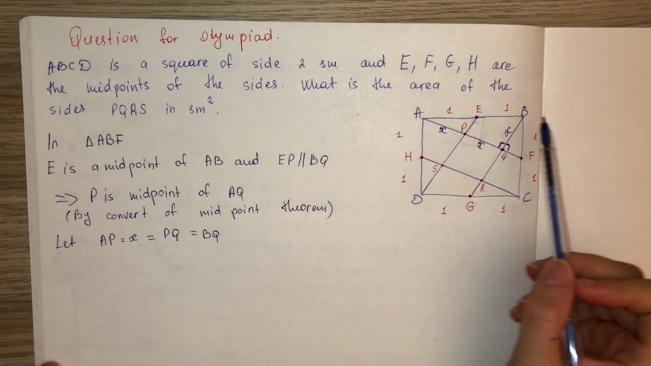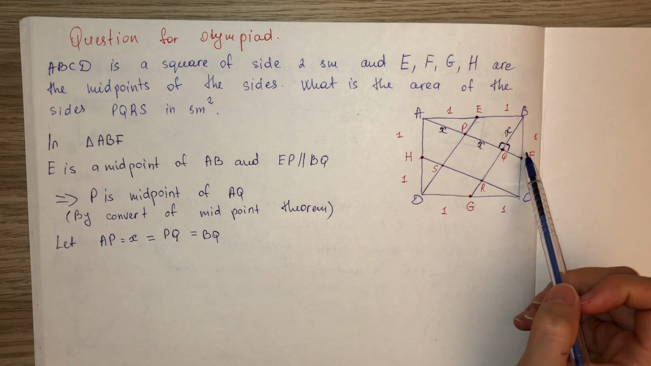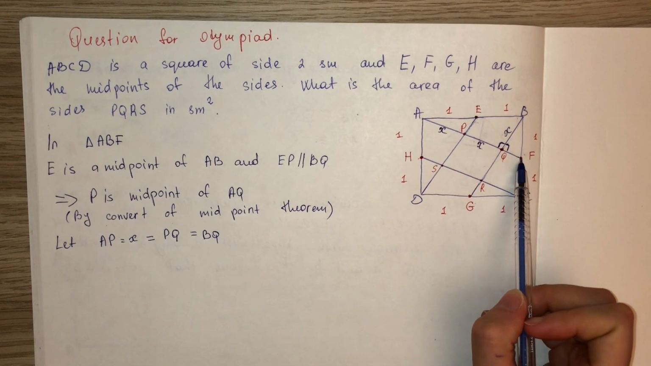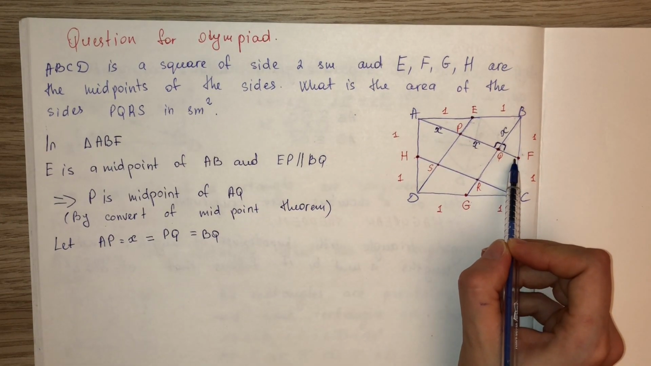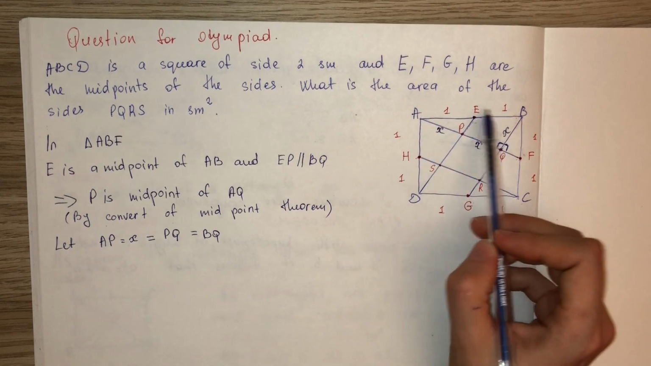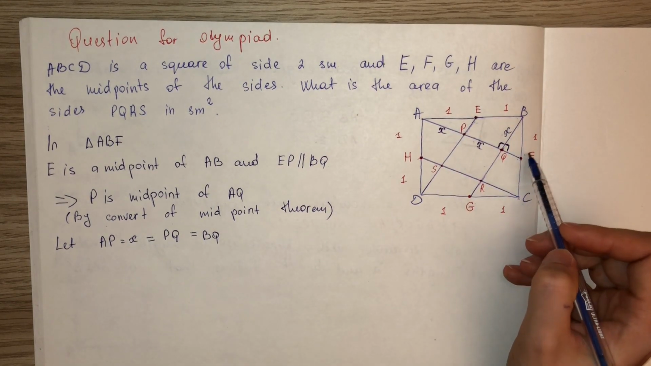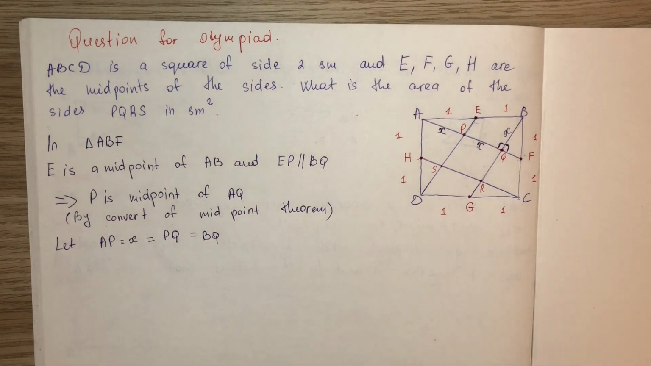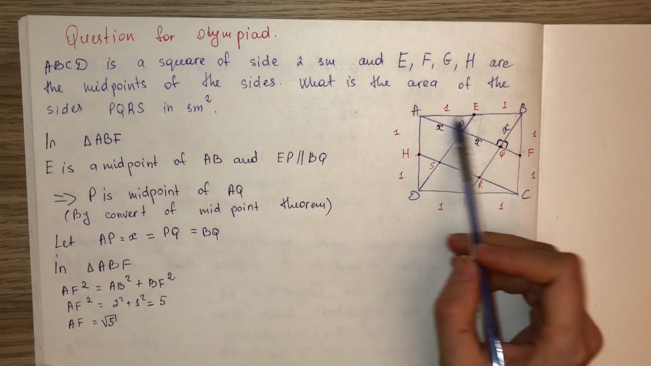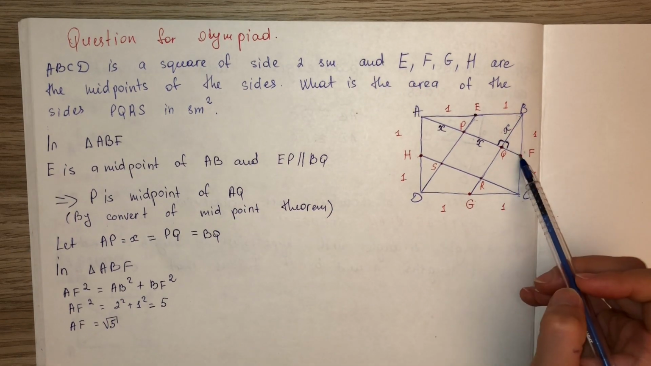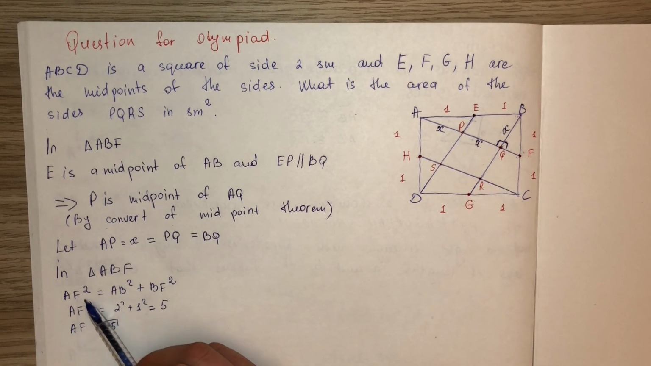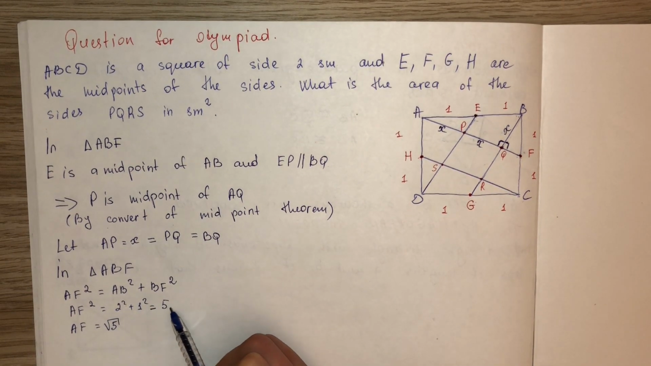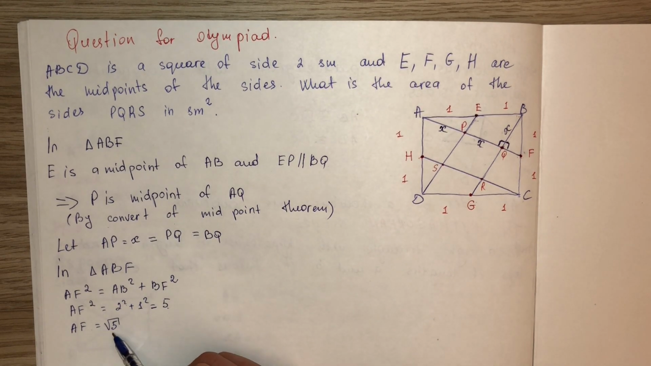In this triangle ABF, we know that AF is the hypotenuse, and the square of AF is equal to the square of the legs AB plus the square of BF. And it's clear that AB is equal to 2 and BF is equal to 1. Here we get that the hypotenuse AF squared is equal to 2 squared plus 1 squared, and AF is equal to the square root of 5.